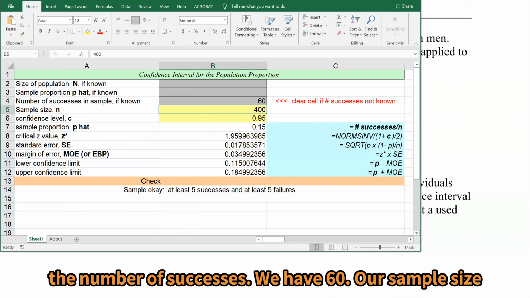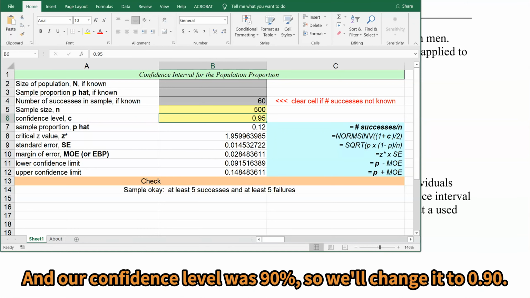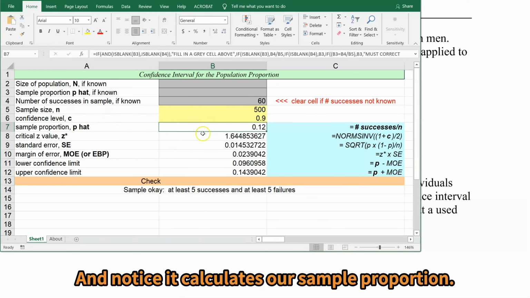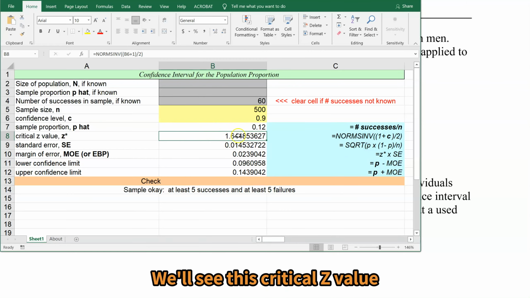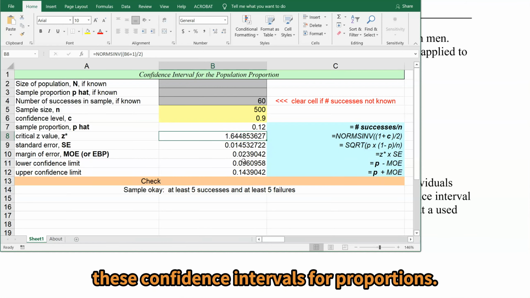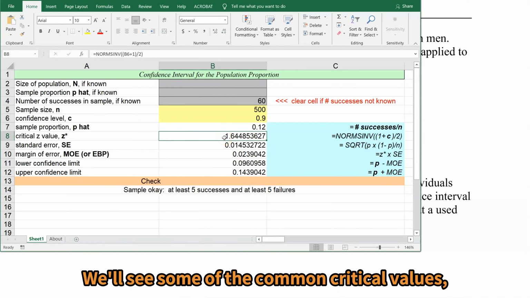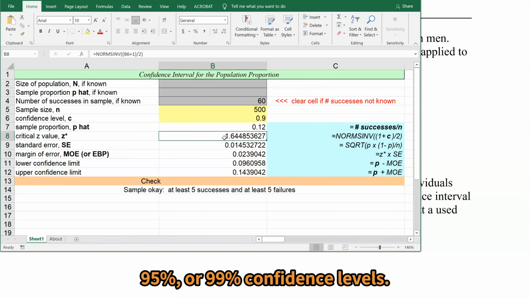Our sample size was 500, so let's change that. And our confidence level was 90%, so we'll change it to 0.90. And notice it calculates our sample proportion, so 60 divided by 500 will give us 0.12. It finds our critical value. We'll see this critical z-value several times when we work with these confidence intervals for proportions. We'll see some of the common critical values because we'll generally use 90%, 95%, or 99% confidence levels.